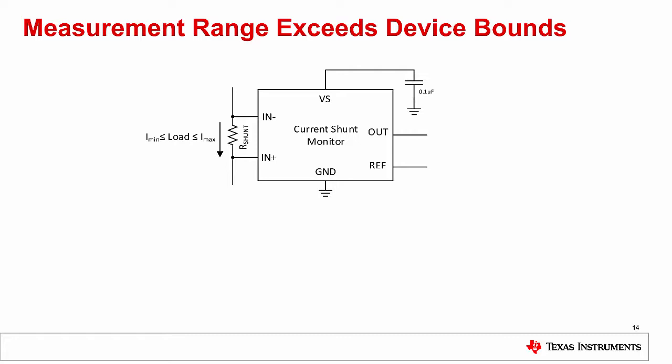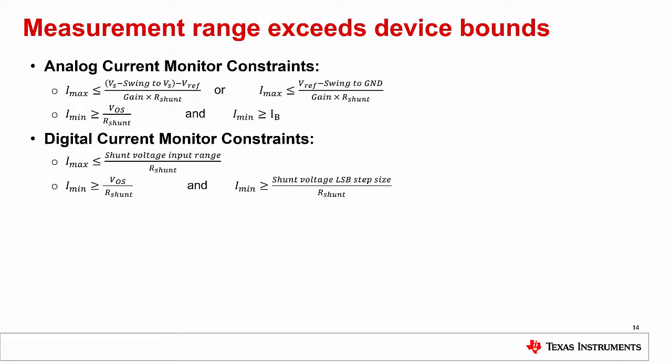So, as you may have gathered from the last two examples, it is important to observe the input limits of the current shunt monitor device. As current range depends on multiple variables, we typically do not have a current range specification in the datasheet. However, the feasible range can be determined given certain conditions from your design. Here is a basic summary of bounding constraints for both our analog and digital monitor devices.